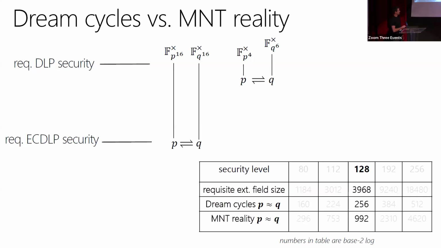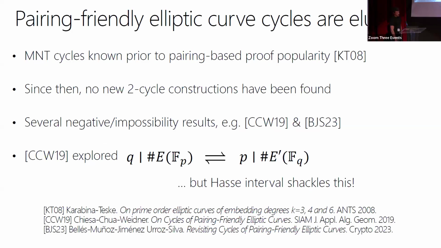So this is what we'd love. We'd love a dream cycle like this one, but this is all that we've got, which motivates this work. So, a bit more about why these pairing-friendly elliptic curve cycles are elusive.